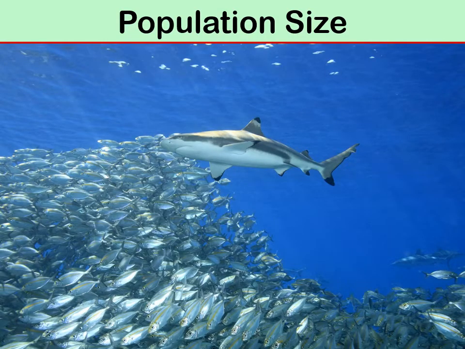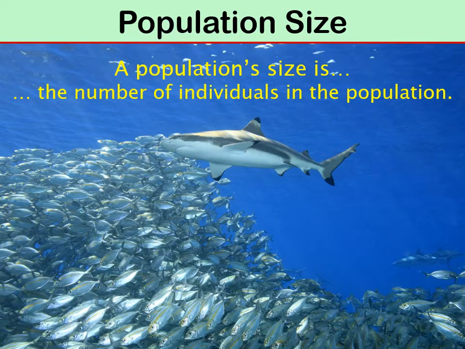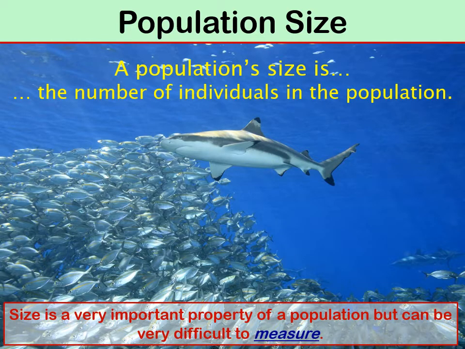All right, so let's talk about population size and how we measure population size and keep track of these things. So population size is the number of individuals in that population, obviously. So most of the time you can't go in and just actually count the number of individuals in a population. You have to have mathematic ways to estimate the size of the population. Can you imagine diving into this ocean despite the shark and trying to count all these little fish? It just would not happen. So size is a very important property of a population and it's very difficult to measure.